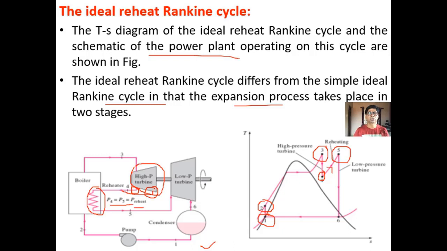Now you see it undergoes expansion in the second stage turbine to point 6. You can see this is the LP turbine. This is the boiler pressure, this is the reheat pressure, and this is the pressure after the second stage. That is why it is called the low pressure turbine. So after expansion in the second stage turbine, the pressure is very low. Then once again it is passed through the condenser. 6 to 1 is the condensation process.